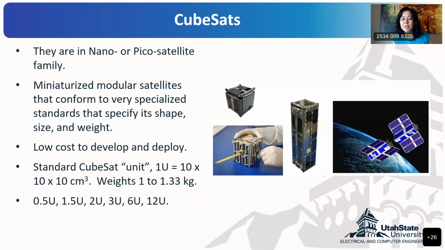We can put 1U together to make multiple U. So in this picture, you can see 1U, and in the middle, you see 3Us, cascaded 3Us. And of course, if you cut 1U in half, you get 0.5U, and so on and so forth. So that's the terminology, and let's move on.